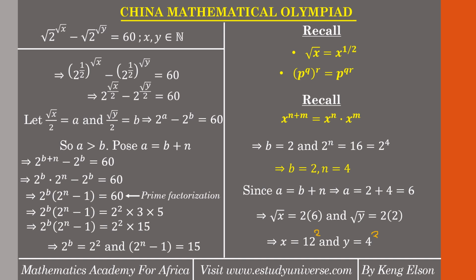So you can check for yourself by replacing, in fact, if you replace root x with 12 and you replace root y with 4, then we try to simplify to see if the result is going to give us 60. Definitely it is going to give us 60.